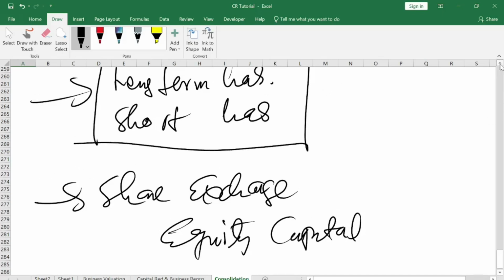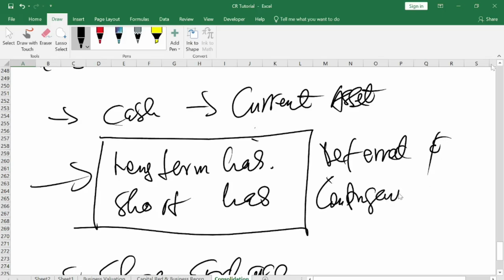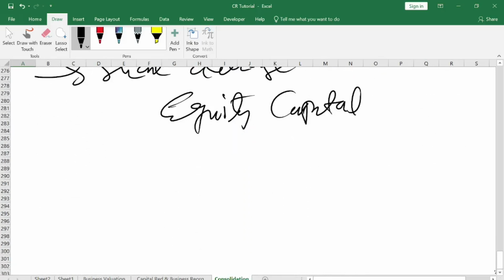Are you with me? So the effect of deferred consideration and contingent consideration will be the same. If it's share exchange, the effect will be in the equity capital. So that is it about the methods of acquisition.